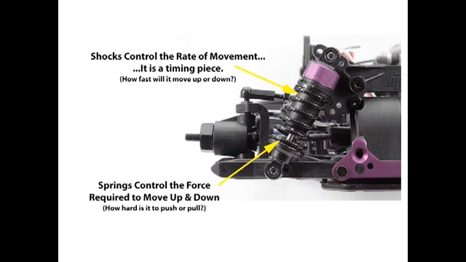Different force levels offer different dampenings, but it's pretty much a timing piece. So the spring controls the force that the wheel pushes down. The shock absorber controls the rate at which the wheel can go up and down. Very interesting interplay there, isn't it?